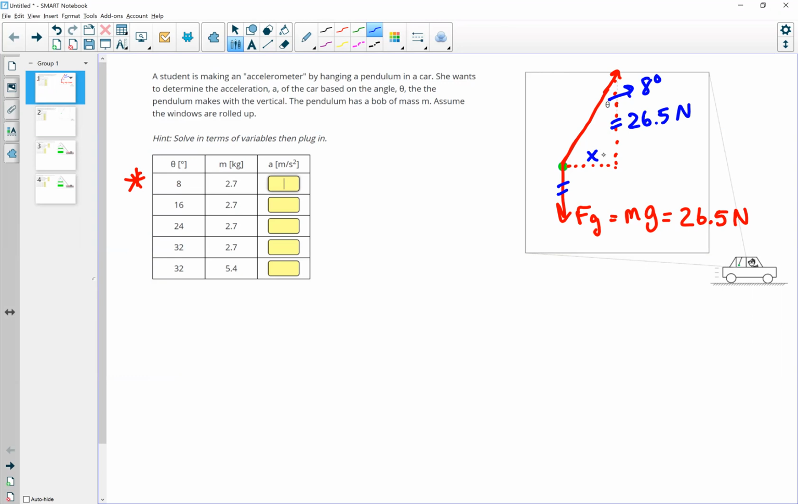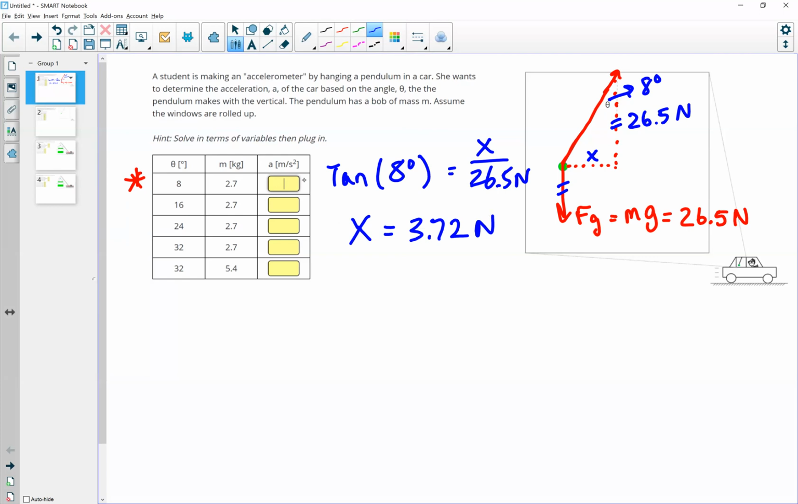To find that x component, I know this angle, I know the adjacent to that angle, and I need the opposite. So I'm going to use tangent. Tangent of 8 degrees equals the opposite, x, that I'm trying to find, over the adjacent, the force of 26.5 newtons. Then we can solve for x, and x is 3.72 newtons.